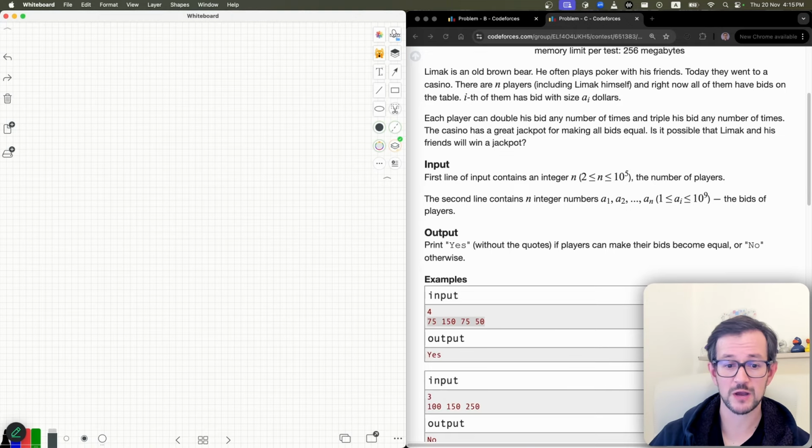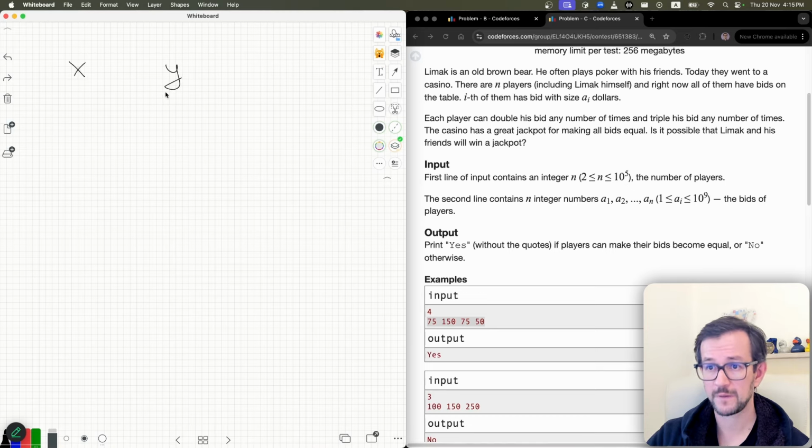So imagine you have two numbers, x and y. What's happening? I multiply them by 2 a couple of times and by 3 a couple of times. So x multiplied by 2 to the power a, 3 to the power b, equals y multiplied by 2 to the power c and 3 to the power d.